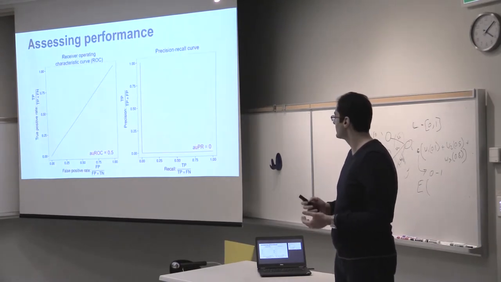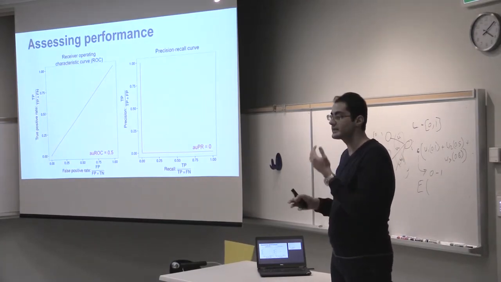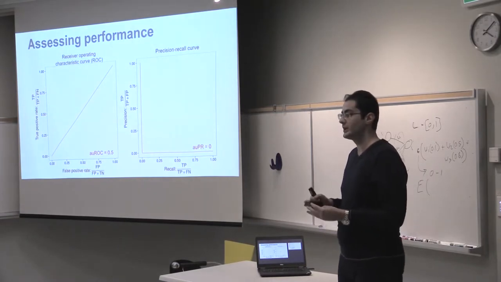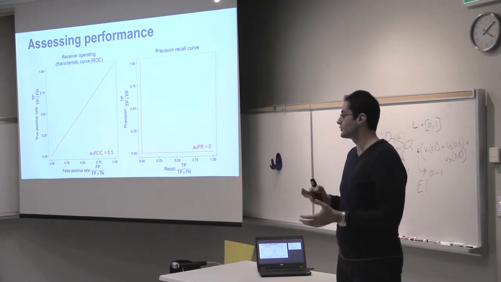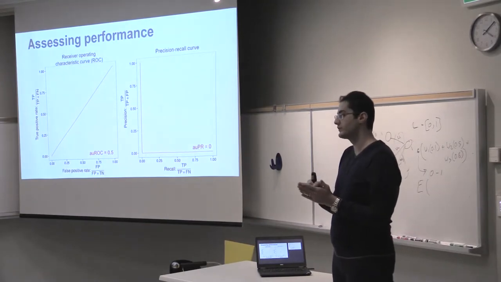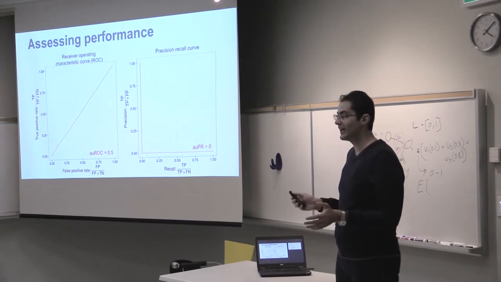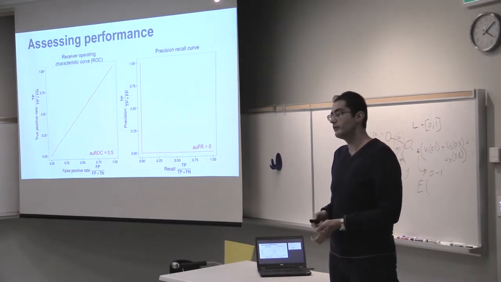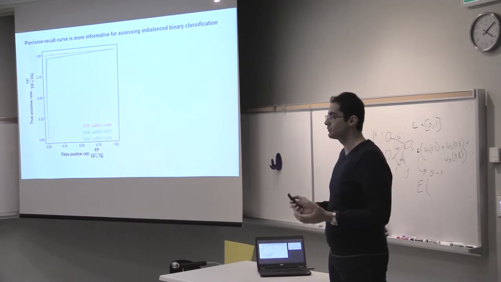To assess performance of a binary classifier, there are many methods, and two important metrics are threshold independent, meaning that you don't have to decide on a cutoff between 0 and 1 to get the true positives and false positives. You do this for every single number between 0 and 1, and you create this line. For a random classifier, for the ROC plot, you would expect an area of 0.5, but for precision recall, the area would be 0. So what's the point of using two metrics?